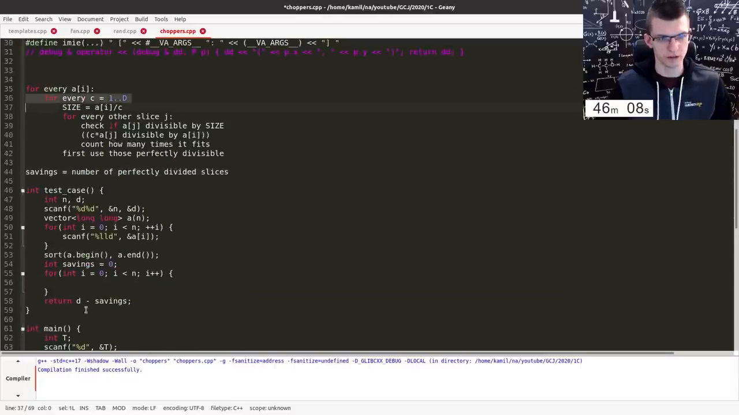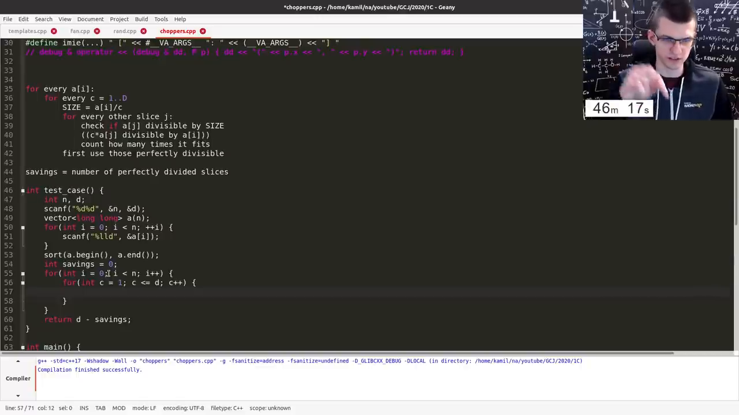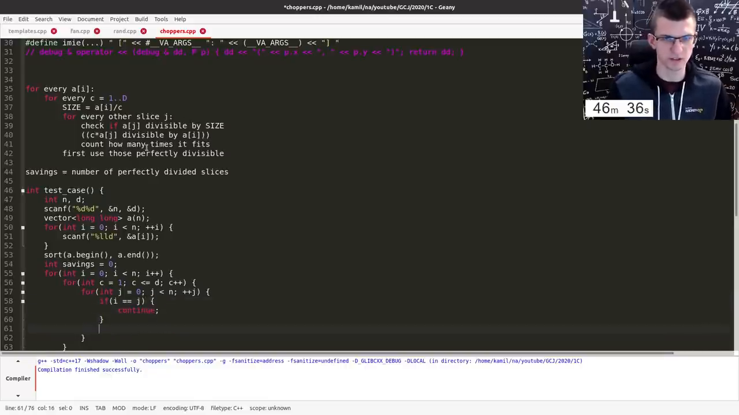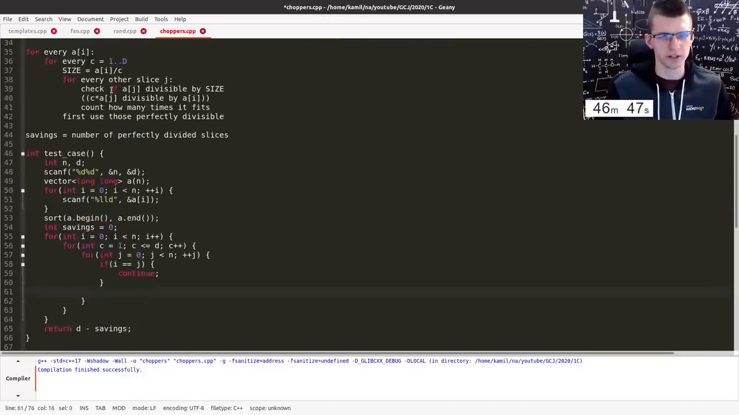For every I, or for every C, is the number of parts I cut this A of I into, for every other slice J. Sometimes I use plus plus J, sometimes J plus plus, don't worry about it, doesn't matter. I skip if it's exactly this one, but otherwise. Or actually, should I treat this one in a special way? I don't need to do it, do I? I will skip it. Check if this is divisible.